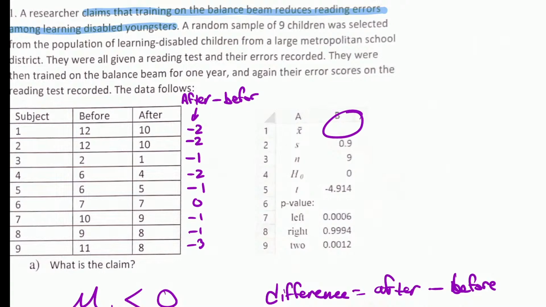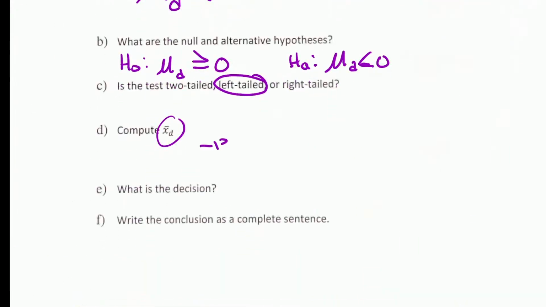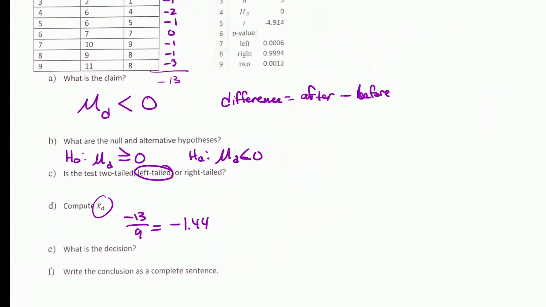Okay, so average these together. I added these up and I got negative 13, divided by 9 is negative 1.44. So the average difference between after and before, after minus before, for all of these kids is negative 1.44, meaning that on average they had 1.44 fewer errors after the balance beam training than before. I guess I should have also had questions about p-values and the test statistic. Here's the test statistic up here. The p-value, because this is a left-tailed test, is right there.